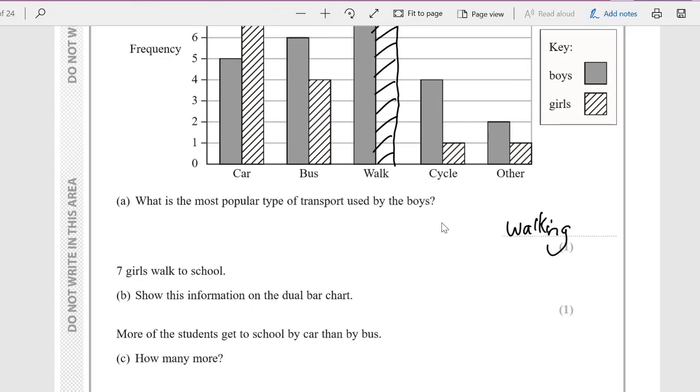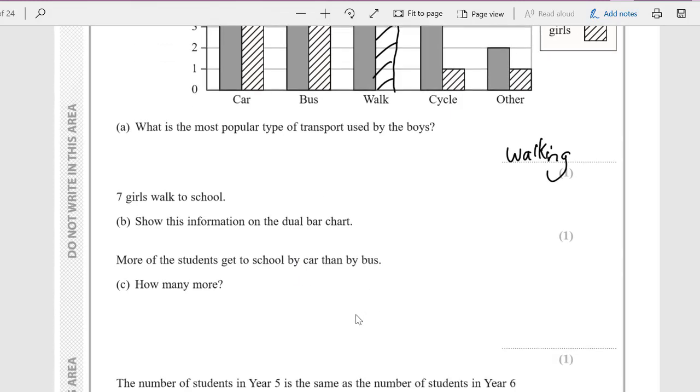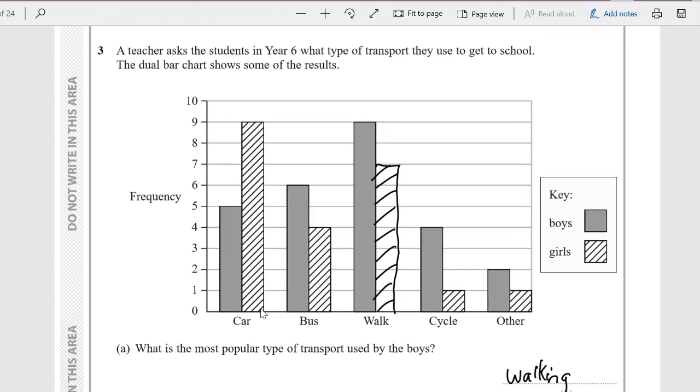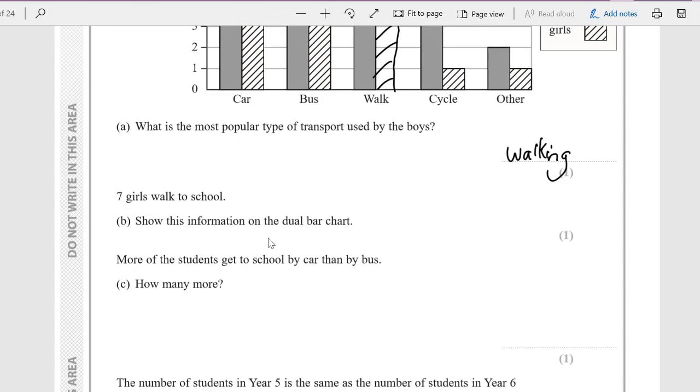And it says more of the students get to school by car than bus. So how many more? Okay, well, let's look at our bar chart. We can see that there are 5 boys and 9 girls that take car, and there are 6 boys and 4 girls that take bus. So let's record that information.